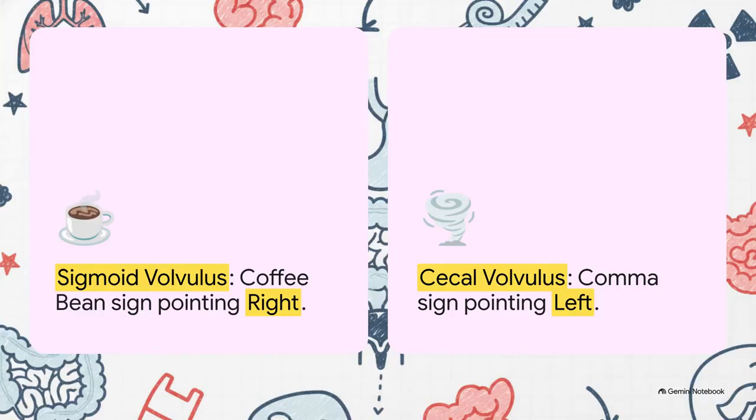Moving from perforations to obstructions, when you're hunting for a volvulus, remember this handy geographic rule of thumb. The sigmoid coffee bean points right, while the cecal comma points left. A volvulus is basically a torsion, a twisting of the bowel around its mesentery. Sigmoid volvulus is the most common, often seen in elderly patients, and shows up as a massively dilated, inverted U-shaped loop, the coffee bean, with its apex projecting superiorly and pointing toward the right upper quadrant. A cecal volvulus, on the other hand, often affects younger patients with a hypermobile cecum, and its apex points up toward the left upper quadrant.